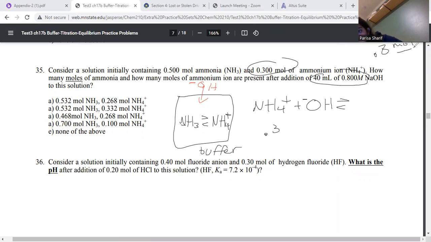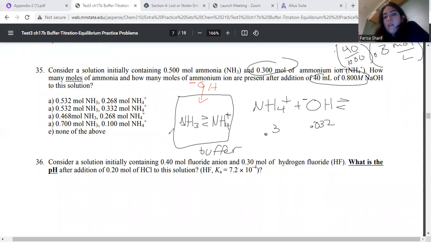So 0.8 moles per liter, and then we're going to want to find out how many moles there are. So let's put 40 over 1,000. That's going to be our liters. And then now we can do this. Let me find a calculator. I think calculating will be a little faster. Okay, so 0.032 is the amount of this NaOH, and the amount of NaOH is going to be equal to the amount of OH minus.